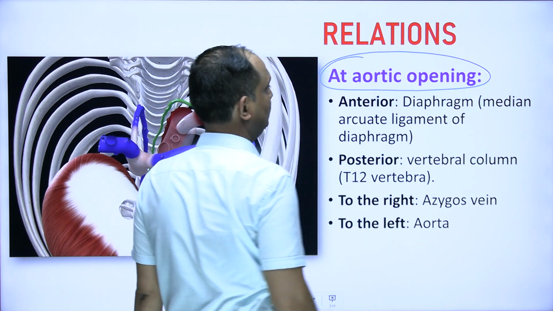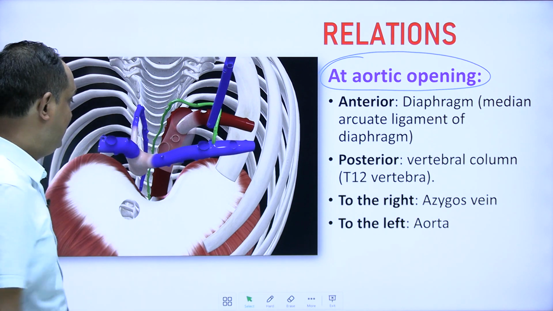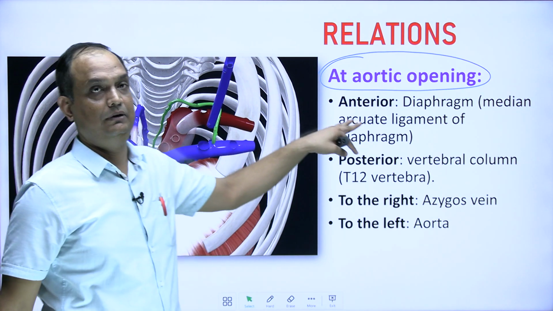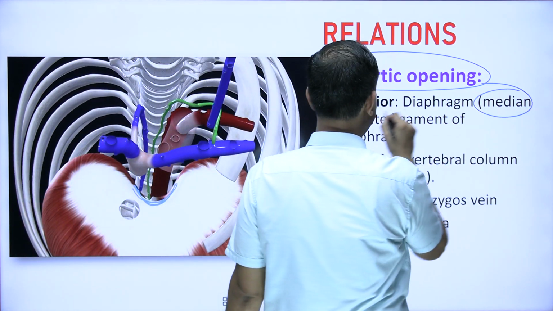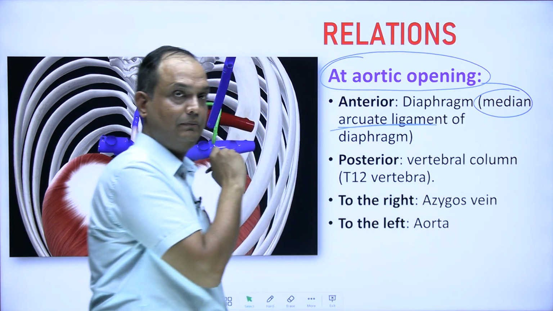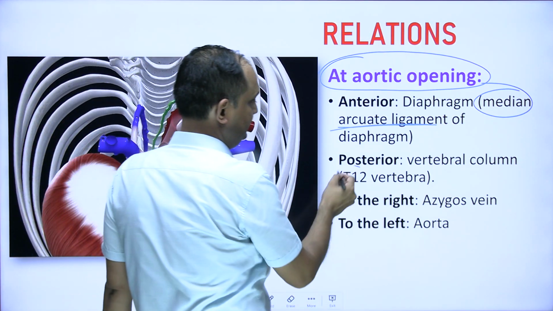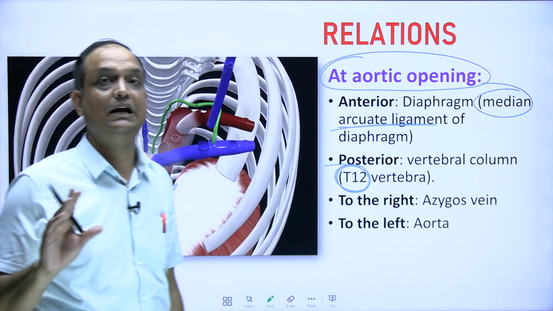Now, at the aortic opening, when you see the relations of the thoracic duct, anteriorly you have the diaphragm, and more particularly, as I told you, the median arcuate ligament of the diaphragm. Posteriorly you will have the vertebral column, more specifically the 12th thoracic vertebra. Now, what are the relations on the right and left?